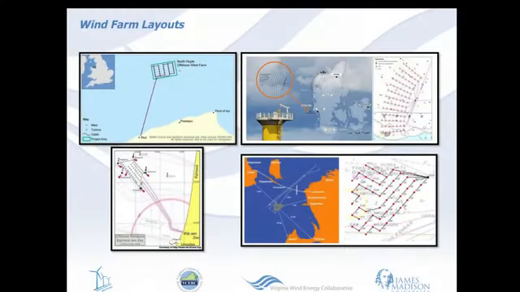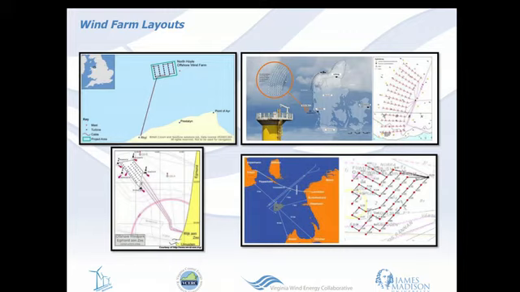Over here, there are a few examples of some actual wind farm layouts that have been installed in Europe. The first one is the North Hoyle wind farm in the United Kingdom. And you can see the basic layout, a basic grid format. You can see where the turbines are connected and where the farm is connected onshore.